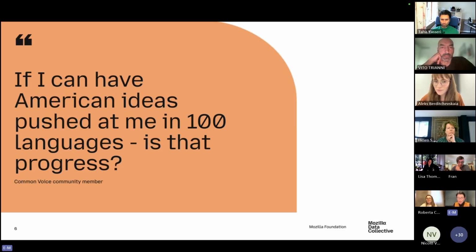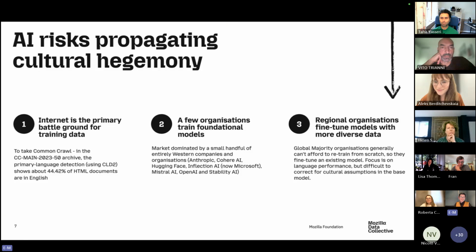And I'll talk a little bit about some of the reasons that it's hard. So the internet is, as my colleague there mentioned, the primary battleground for training data. If you take something like Common Crawl, you have this extremely overrepresentative situation with English, 44% of HTML documents in English, which is just staggering when we think back to that 7,000 number that I gave earlier. And then only a few organizations are really the ones training foundational models.